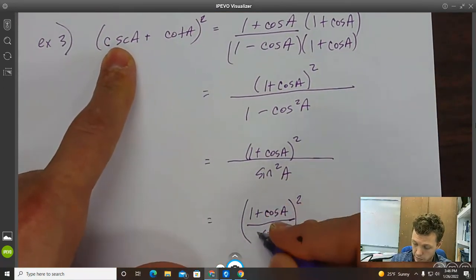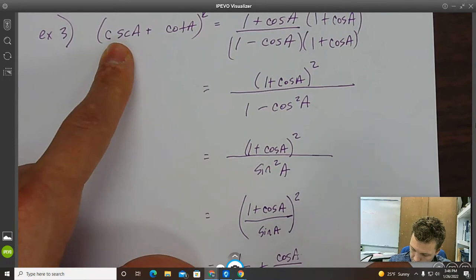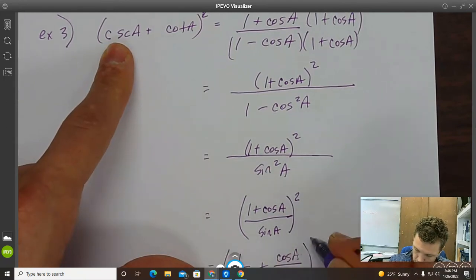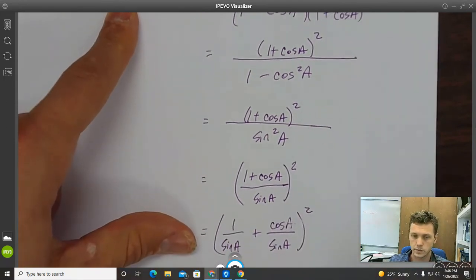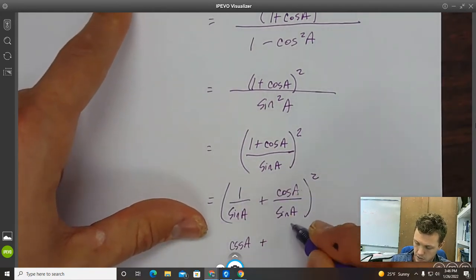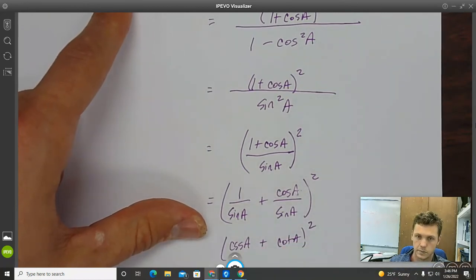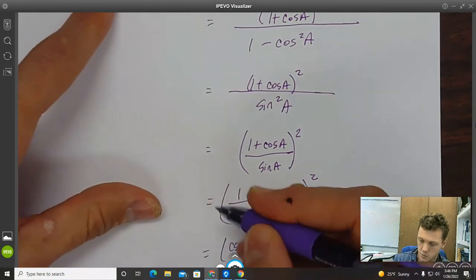So now I'm going to split my fraction to say 1 over sine of a plus cosine of a over sine of a, squared. And then change that over to cosecant of a plus cotangent of a, squared, which is what we were trying to get.